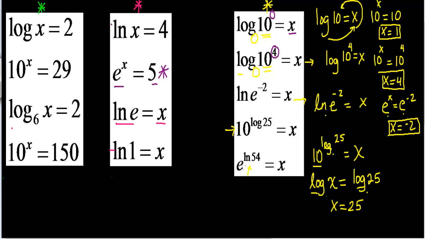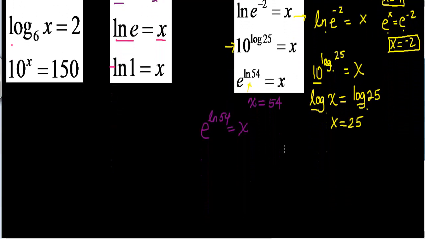Whenever you have your base the same as the base of your log in your exponent, then x will equal 54. I can just write it because I know that property from this problem we did before, but let's prove it. I have e to the natural log of 54 equal x. It's written in exponential form. I'm going to rewrite it as a natural log. Okay, so I can rewrite this as natural log of x is equal to the natural log of 54.